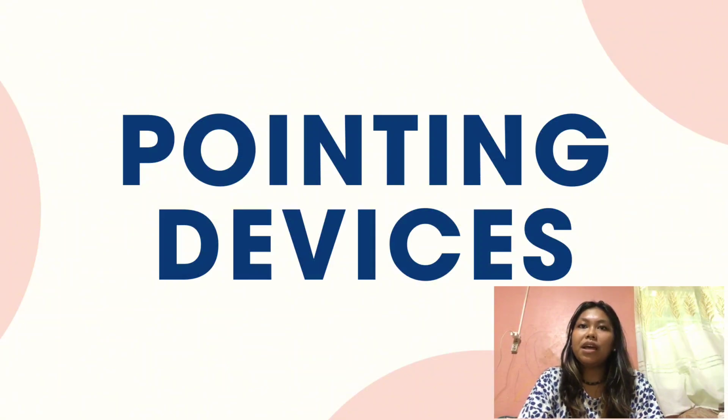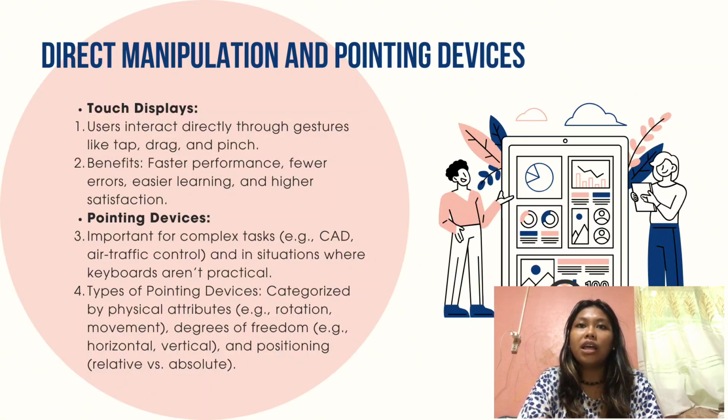Modern touch displays allow users to directly interact with content through gestures like tapping, dragging, and pinching. This direct manipulation reduces errors, speeds up tasks, and improves satisfaction. Meanwhile, pointing devices are critical for tasks like computer-aided design or air traffic control, where precise selections are necessary. These devices vary based on physical attributes such as rotational movement and positioning methods, from relative to absolute mapping.